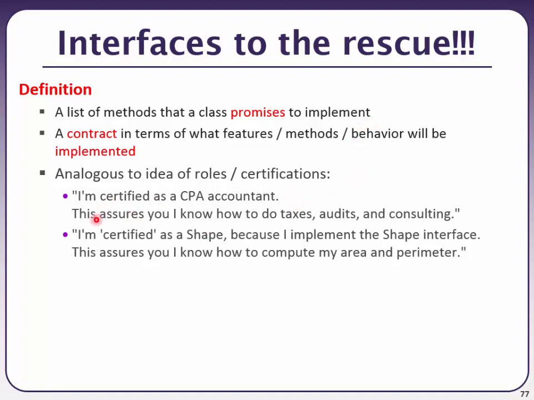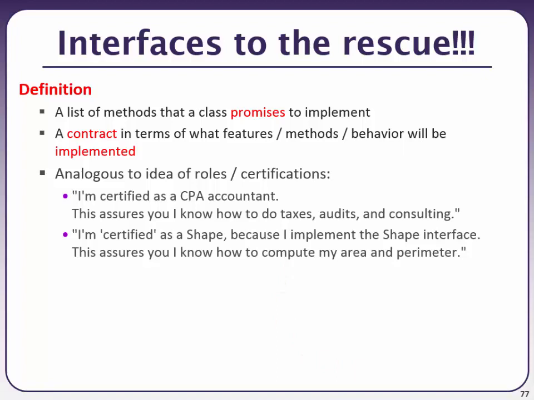The idea of implementing those promises is the same as the idea of certification in the real world, okay? If you say I'm certified as a CPA accountant, that means that people are going to expect you to be able to do some things. When you say I'm certified, quote unquote, as a shape, that means that you implement the shape interface. That means that people, meaning other programmers, are going to be expecting objects that implement that shape interface to respond to specific method calls. Okay, so this is all this is about.